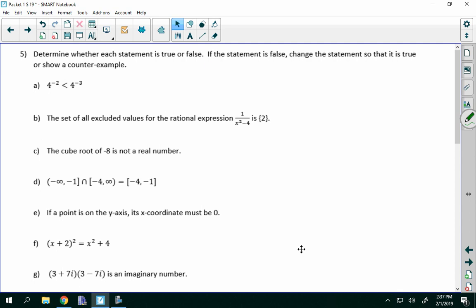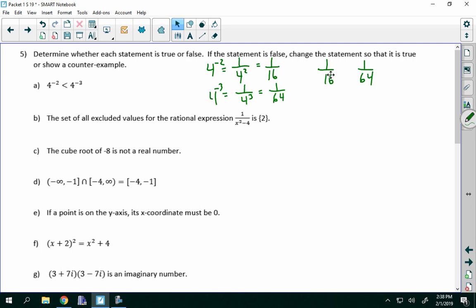So let's write out what 4 to the negative 2 means. That means 1 over 4 squared, which is the number 1/16. 4 to the negative 3 says 1 over 4 cubed, which is 1 over 64. So 1/16 and 1/64 are the two quantities that we are trying to compare. So our question says that this quantity, 1/16, is less than this quantity.